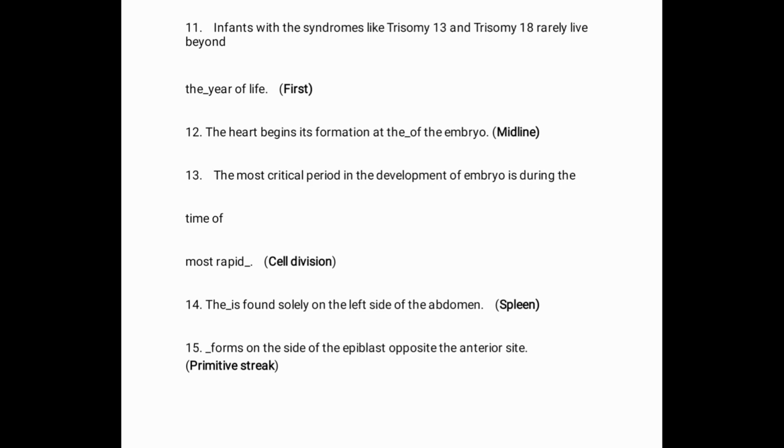The most critical period in the development of the embryo is during the time of most rapid cell division. The answer is cell division. Dash is found solely on the left side of the abdomen. The one present on the left side of the abdomen is the spleen. Dash forms on the side of the epiblast opposite the anterior side. This is the primitive streak. The complete statement is: the primitive streak forms on the side of the epiblast opposite to the anterior side.